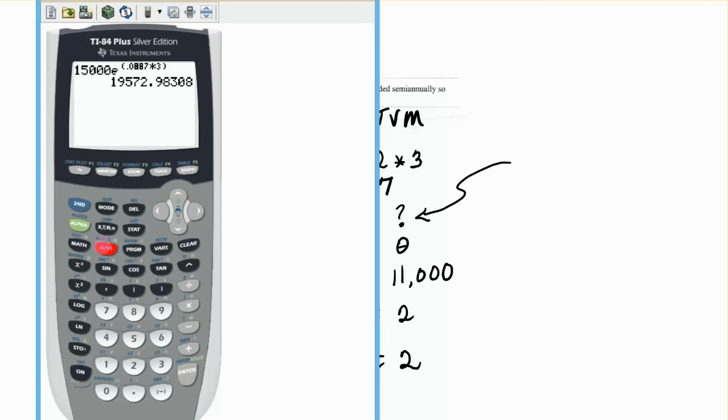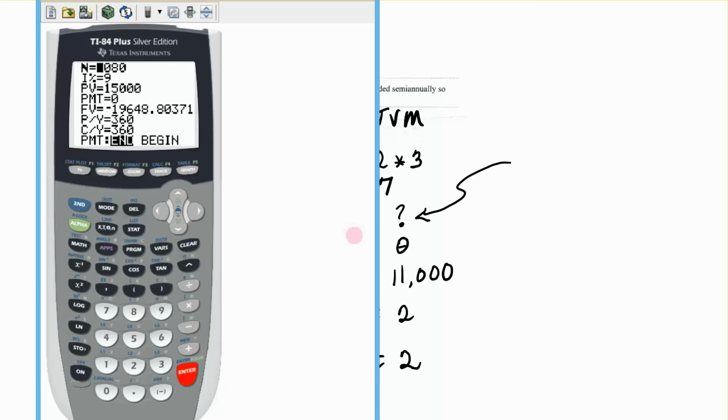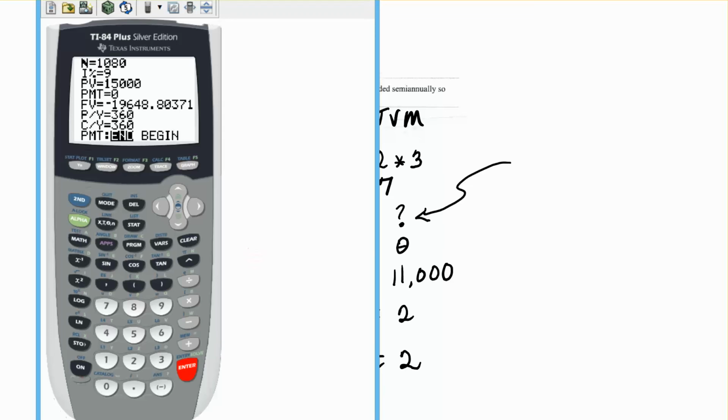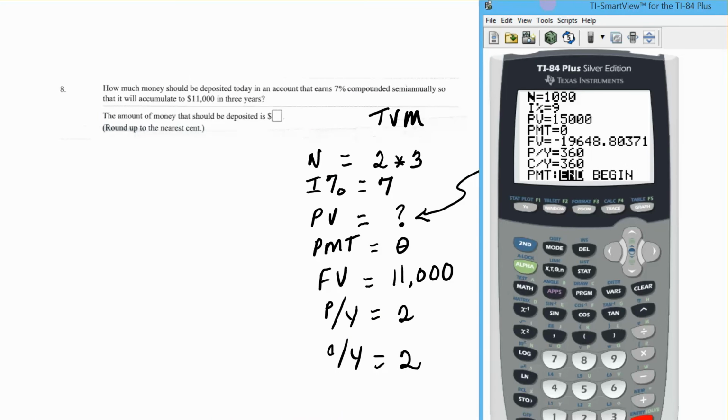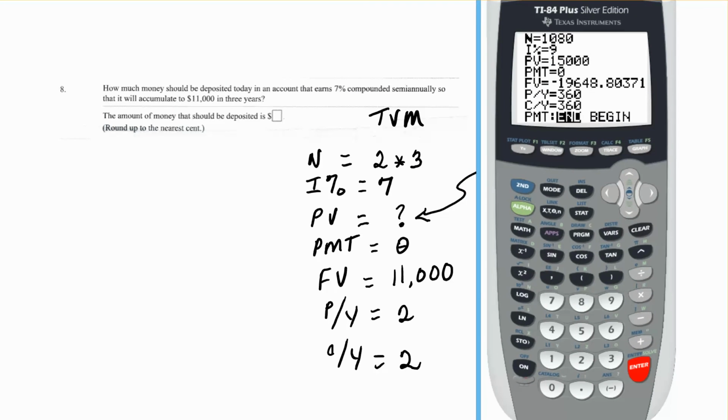I will do apps, 1, all right. Gotta put this somewhere where I can see my work. All right. In for N, I have 2 times 3, enter. Interest rate is 7. Present value, I don't know. Payment is 0. Now, future value.